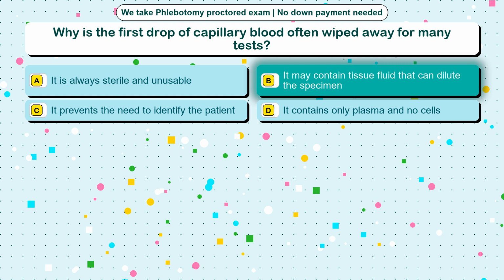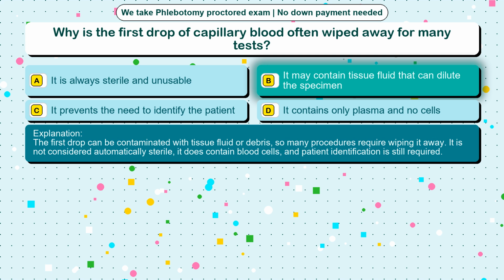The correct answer is option B, it may contain tissue fluid that can dilute the specimen. The first drop can be contaminated with tissue fluid or debris, so many procedures require wiping it away. It is not considered automatically sterile, it does contain blood cells, and patient identification is still required.